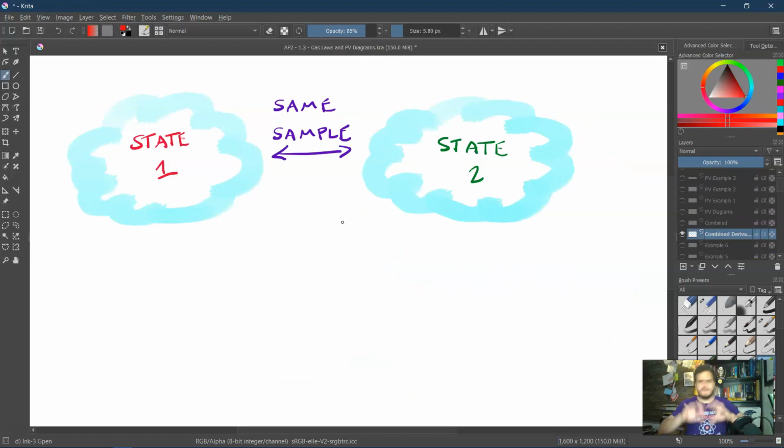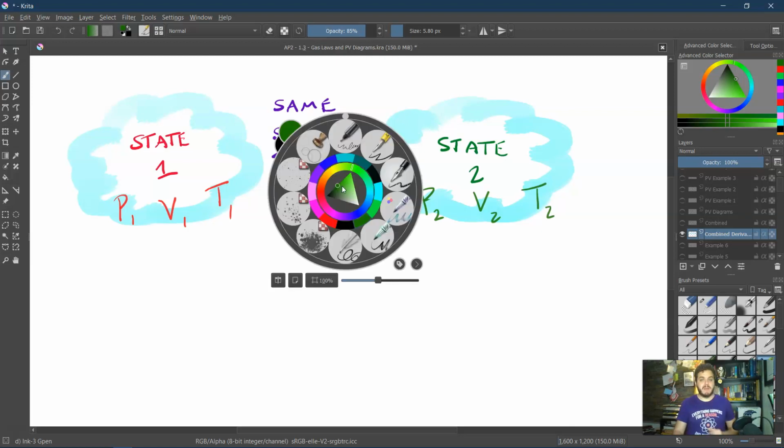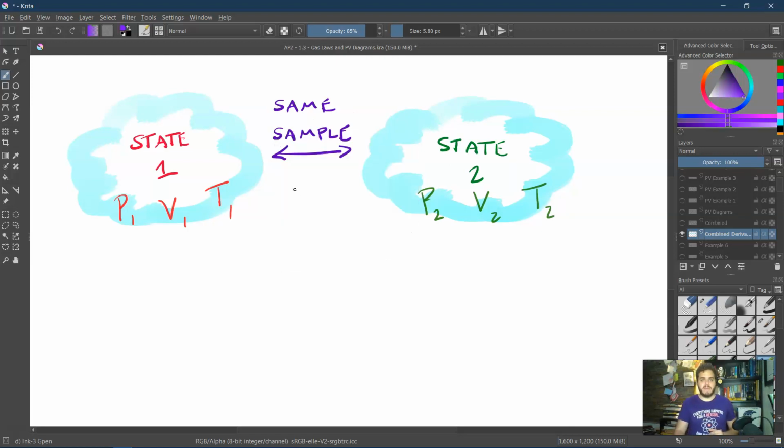So let's imagine we have some sample of gas, and initially it's in some state, state 1, with some pressure, some volume, and some temperature. But we can adjust this gas so it enters into a new state, state 2, with a new pressure, a new volume, and a new temperature. Well, how could we easily go between these two? We can, as long as we recognize that if it's the same sample, there's going to be the same number of moles or molecules. So we need to make sure this gas is sealed inside of a piston so that none of it escapes. The number of moles or molecules stays the same.